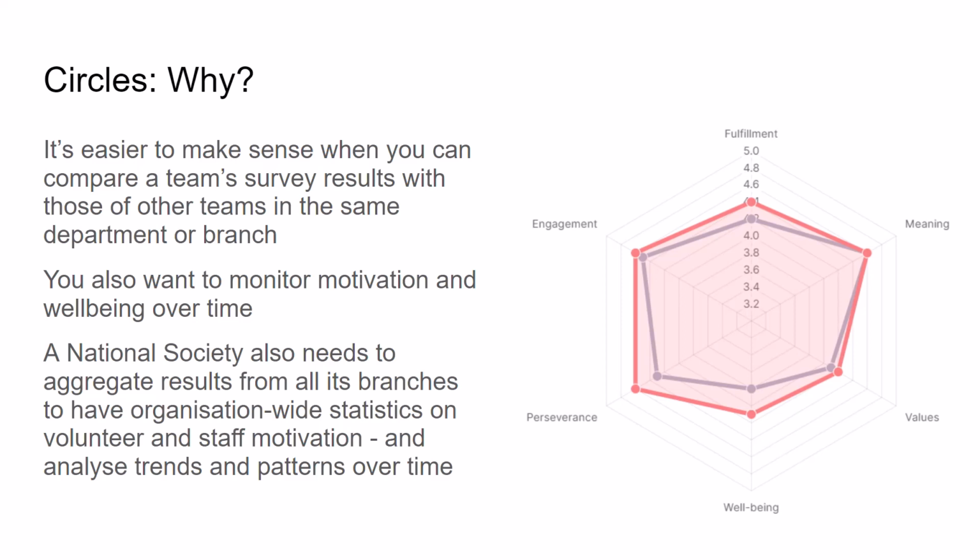Finally, organizations like national societies want to have aggregated results. So they want to see overall in their organization how motivated are the volunteers, how motivated are the staff. And so what Moti does is it will compile the results from all the different teams in the National Society and provide aggregate results, so average scores for all the teams.